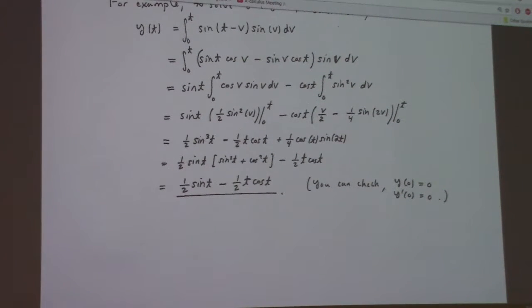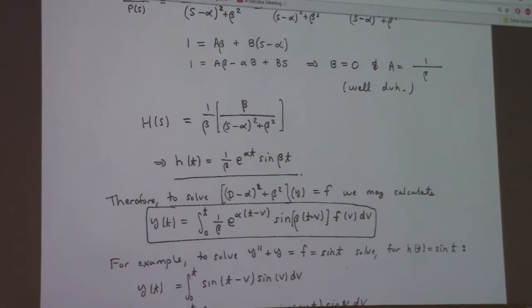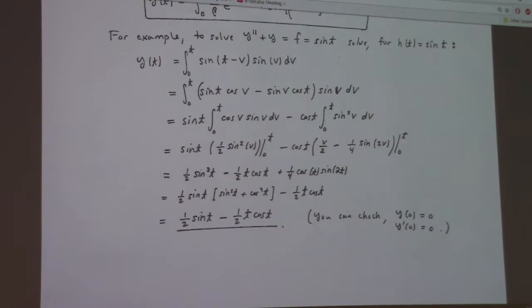Here I've derived the t cosine t for the case of pure resonance in the simple harmonic oscillator when you couple a spring mass system. So look, this is y prime prime plus y equals sine t. The homogeneous solutions here are cosine t and sine t, right? So convolution picks up the resonance calculation and it supplies the t, just like that.